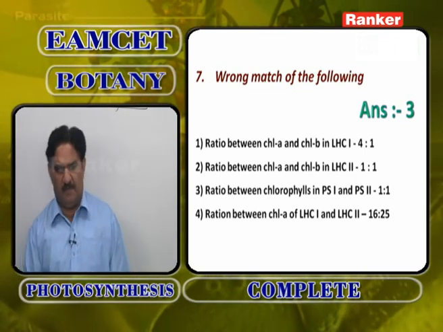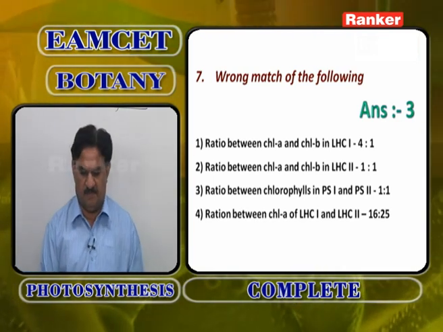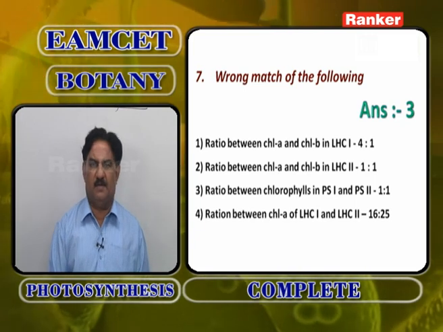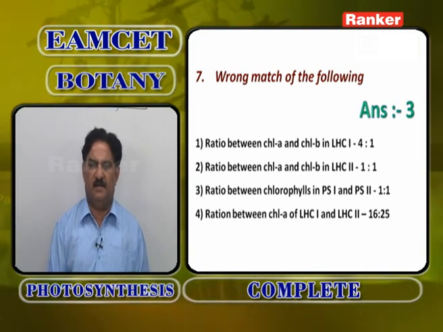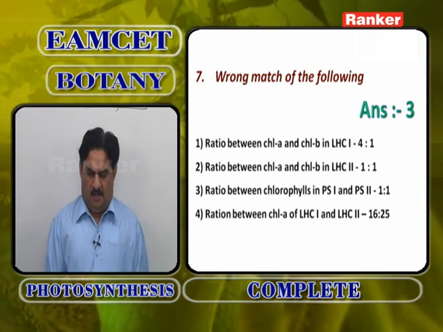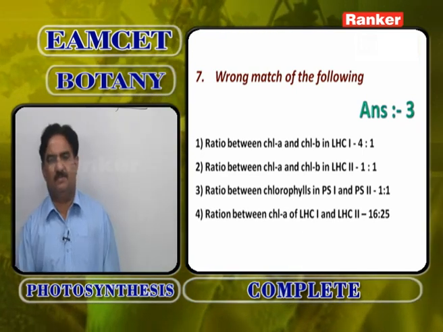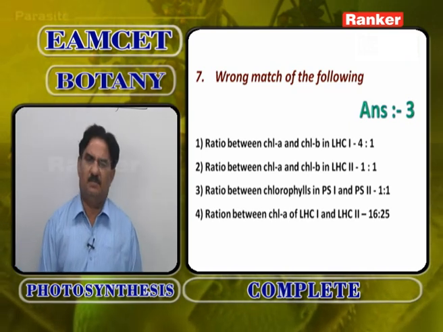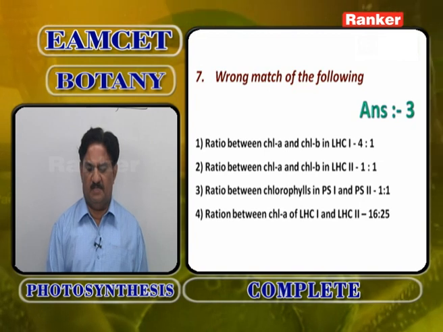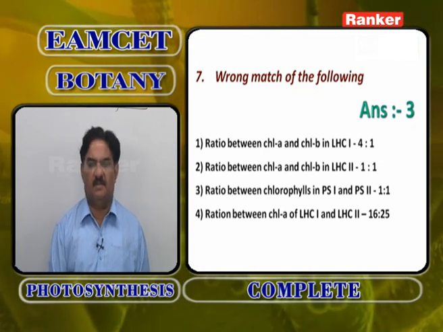Chlorophyll A and chlorophyll B molecules are present in 1:1 ratio. Ratio between chlorophylls in PS1 and PS2 is 1:1 is wrong, because in PS1 it is 100, in PS2 it is 250. It must be 10:25, or 2:5. Ratio between chlorophyll A in LHC1 and LHC2 is 16:25 is also wrong.